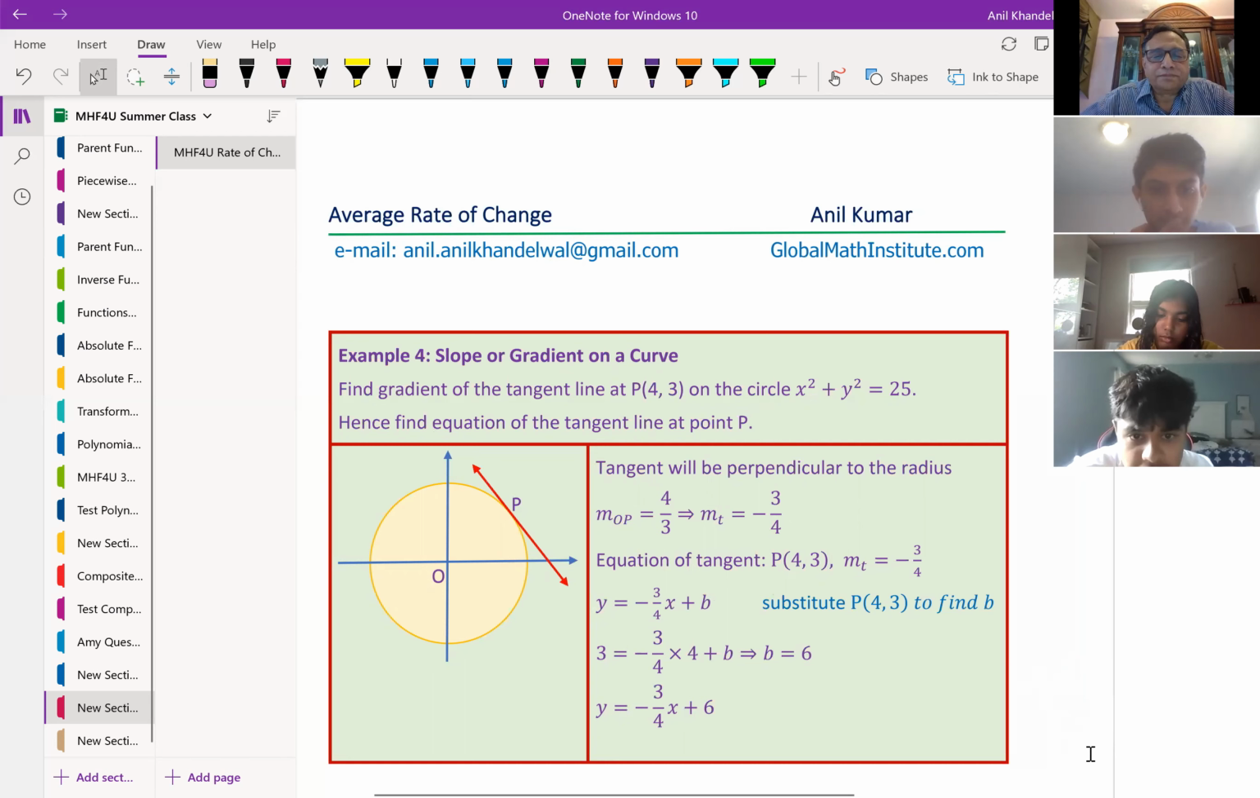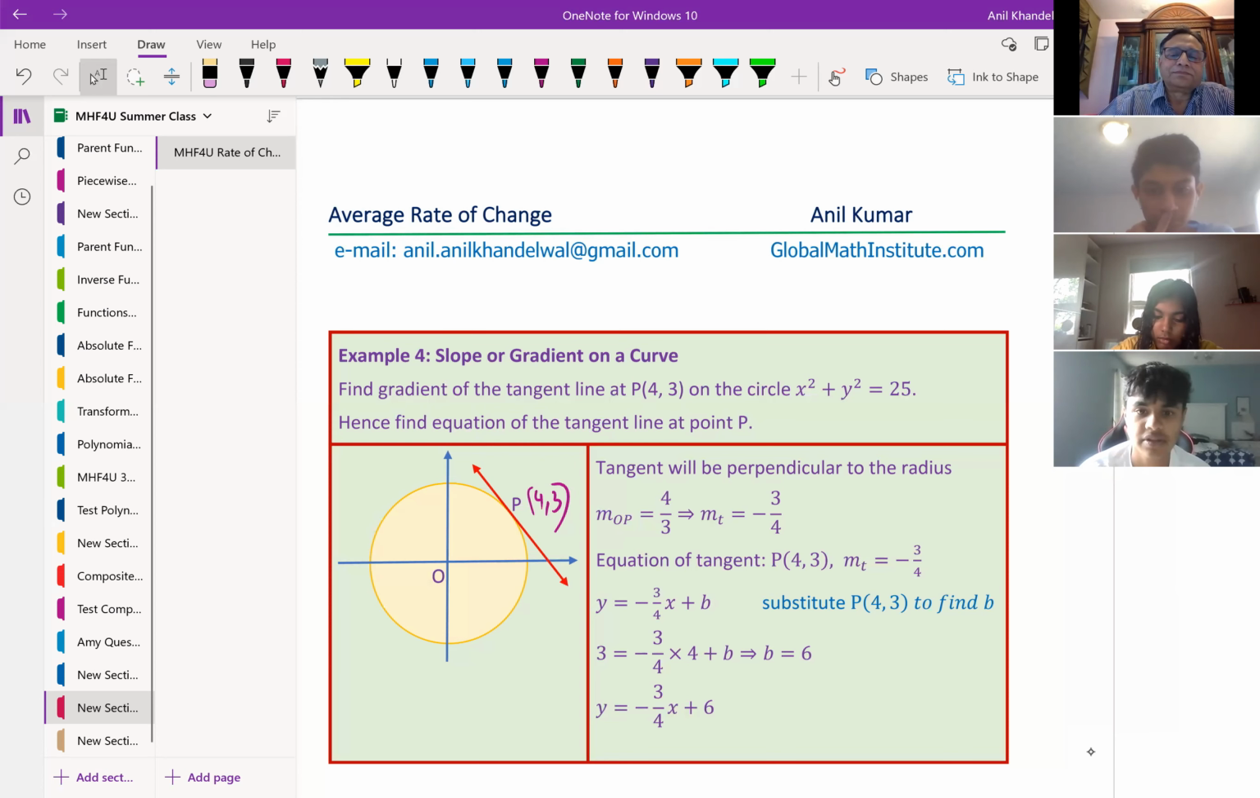Find the gradient of the tangent line at point P (4, 3) on the circle x squared plus y squared equals 25. Hence, find the equation of the tangent line at point P. Tell me, how will you do this? Find the gradient of the tangent line. Sorry, can you just tell me what a gradient means again? Same as slope. Same as slope, okay. Find the equation of the tangent line at point P (4, 3). Okay.